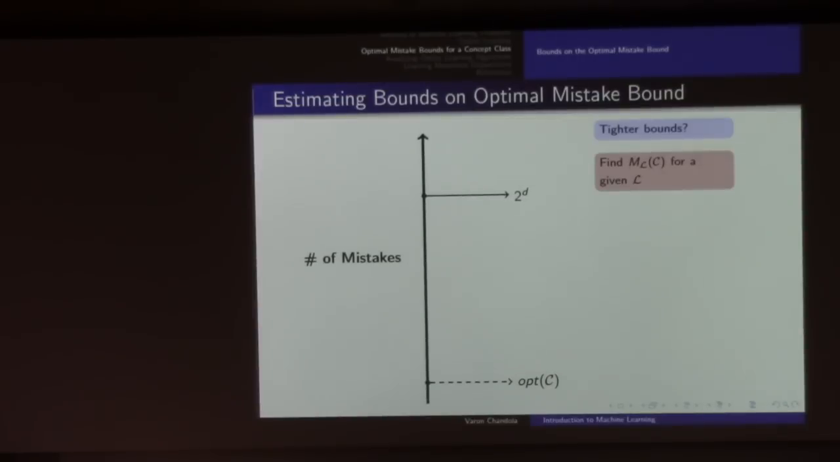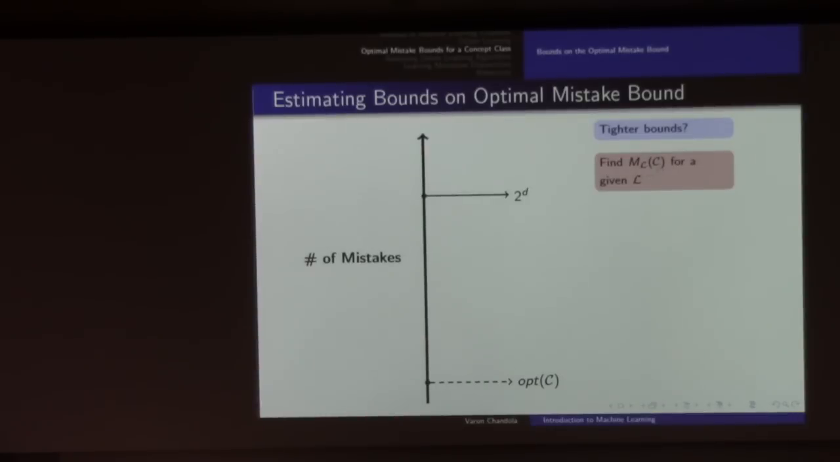Another bound that we want to put is, so of course that's too loose, right? You want it to be tighter, because this would be true for any concept class. So if you want to compare two concept classes, you ideally want opt of C1 and opt of C2 to know which one is harder, which one is easier. But both of them are bounded by 2 power d, and that doesn't help you, because then both of them are equal. So you want tighter bounds.